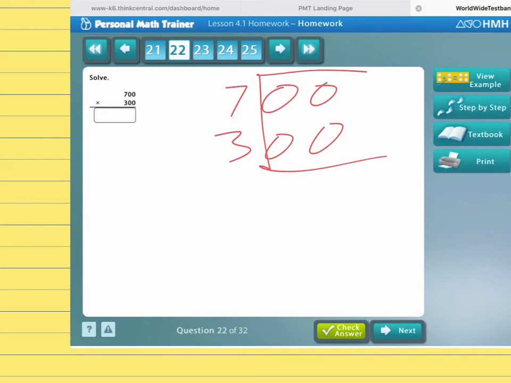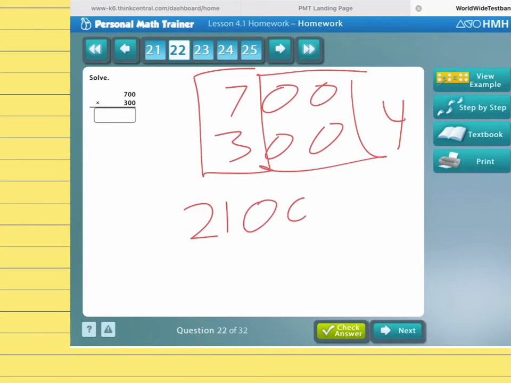How many zeros do I have here? I have 4, so I'm going to multiply 7 times 3 and get 21, and I'm just going to add on 4 zeros, so the answer is going to be 210,000.